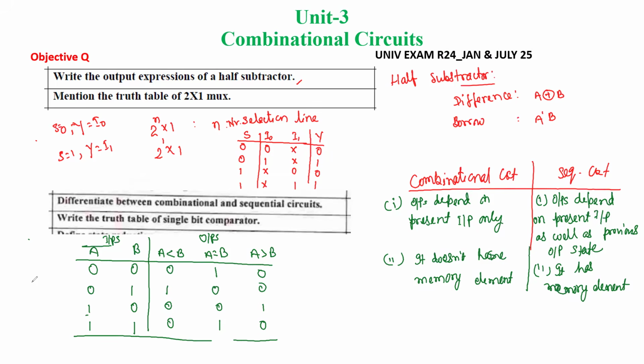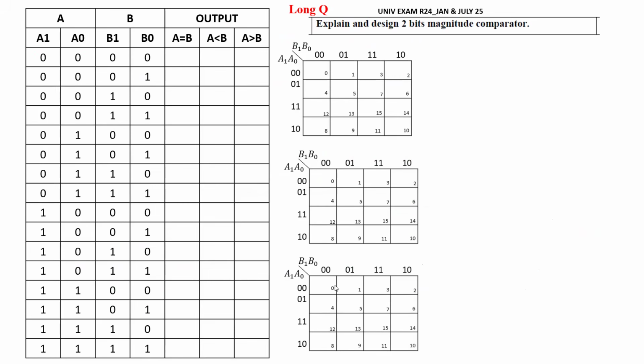Next, we are going to see the long questions. Here, see that long question, the same: what about 2-bit magnitude comparators? 2-bit magnitude comparators means each number has 2 bits. Here I have done it with the help of a truth table. And we have other videos in the playlist where it is done with the help of an algorithm, as well as tabulation like this.